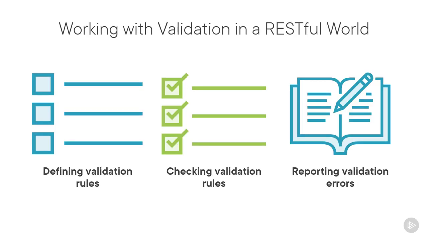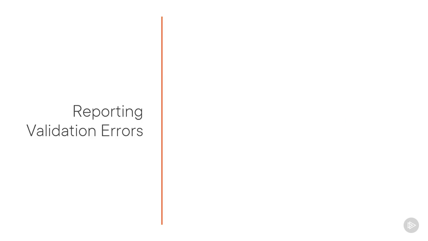That leaves the final step, reporting validation errors. When a validation error happens, the consumer of the API needs to be notified. It's a mistake the client made, so that warrants a 400 level status code. There's one that's specifically used for this, 422 unprocessable entity. As we learned before, this 422 status code means that the server understands the content type of the request, so a 415 unsupported media type status code is inappropriate.